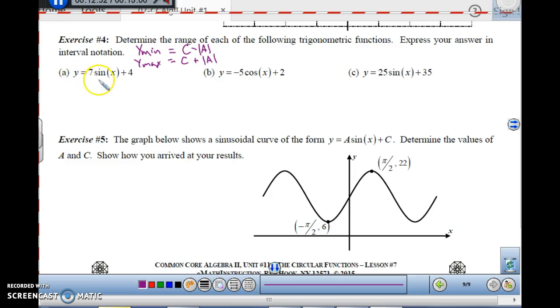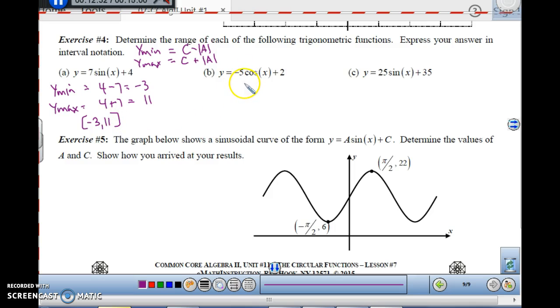All right, so y equals 7 sine x plus 4, what would be the range? Well, y min would be, midline would be 4, minus 7 is negative 3. Y max would be 4 plus 7, which is 11. So in interval notation, your range goes from negative 3 to 11.